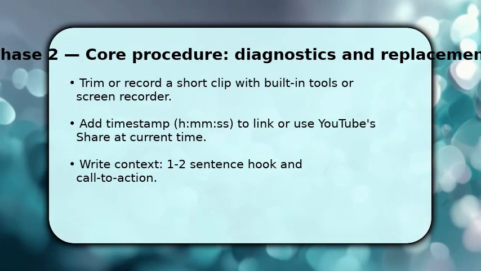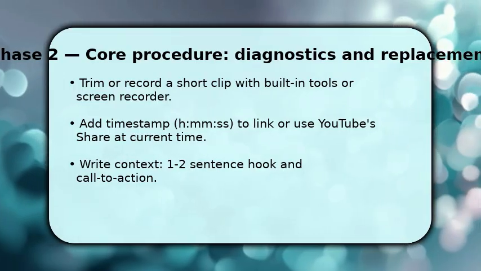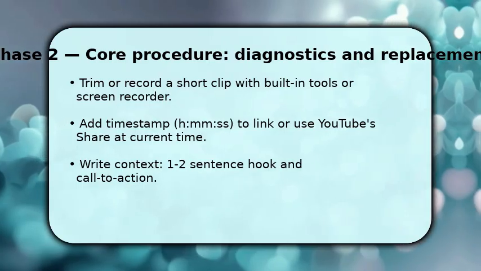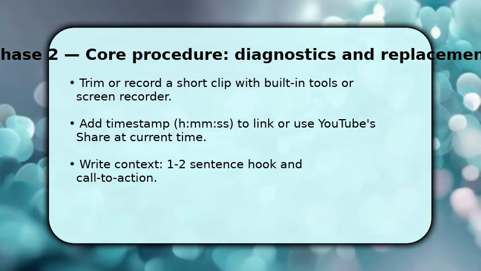Next, prepare what the recipient will actually watch and read. If you need a clip, use YouTube's Share at Current Time or a screen recorder to make a short highlight. Keep it under 60 seconds for WhatsApp.